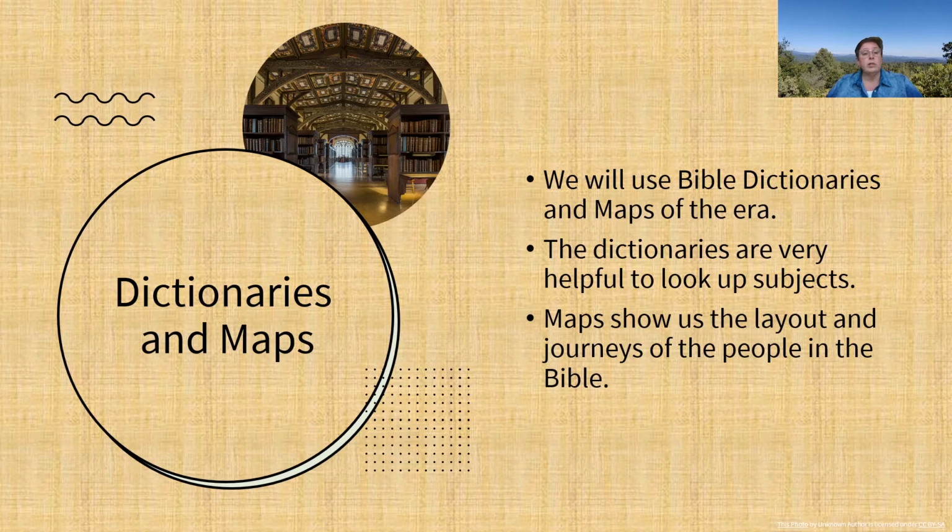Now, there are also dictionaries and maps. Now, the dictionaries are very helpful to look up subjects. We're going to use them to look up what testimony means, or to testify, which can also mean witness. So we also have to think, what language would they use in that period, so we can help us to look it up in the dictionary. Now, the maps are also incredibly helpful because we can look up the journeys of the people, we can look up the places where they are and how it was all laid out.